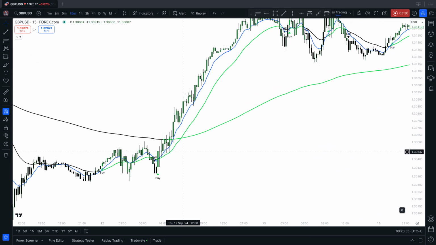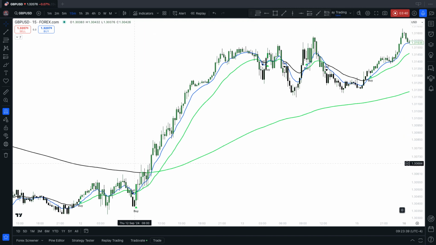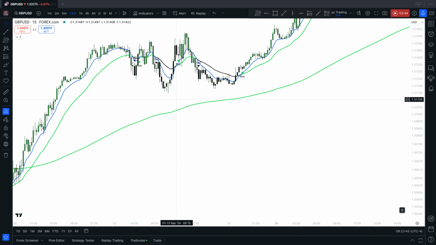What it's designed to do is get you in trades like this. You can simply take the buy or the sells as you like, or add in the additional confluence for additional support from the 200 EMA.